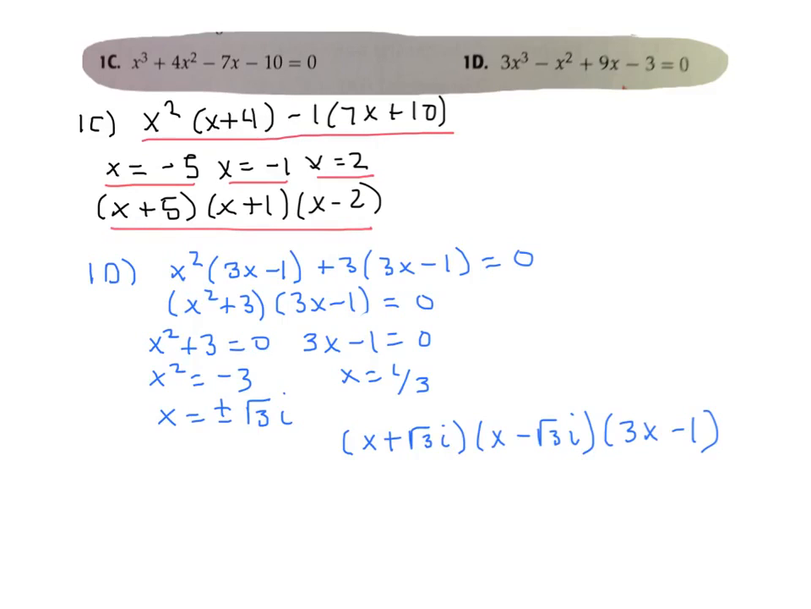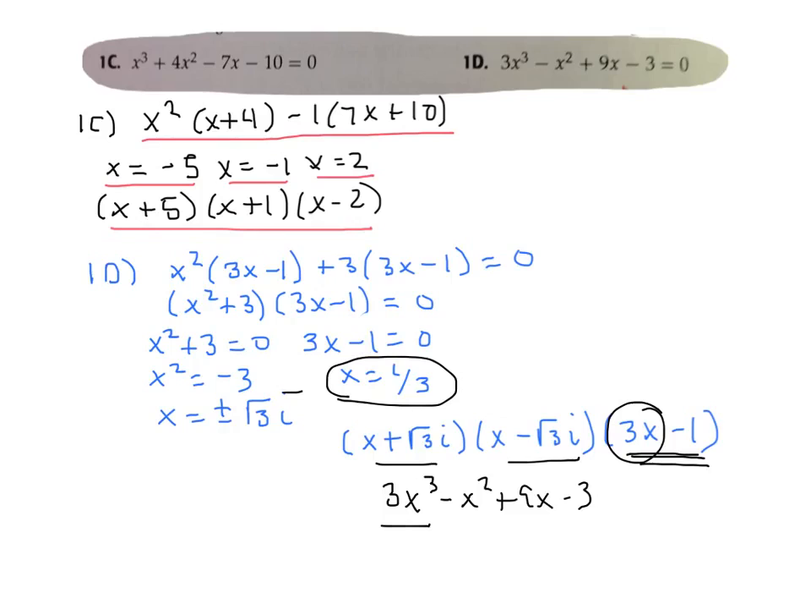These are the answers to 1D. A couple of things to notice. We have 2 imaginary roots and also 1 real root. You do need to put this in as 3x minus 1, not x minus 1/3. Why? Because when you're in the factored form, when you multiply these 3 factors back together, you need to get 3x to the 3rd minus x squared plus 9x minus 3. And the only way to get that 3x to the 3rd is to have a 3x in your factor set. But the zeros are x equals 1/3 and x equals plus or minus square root of 3i.